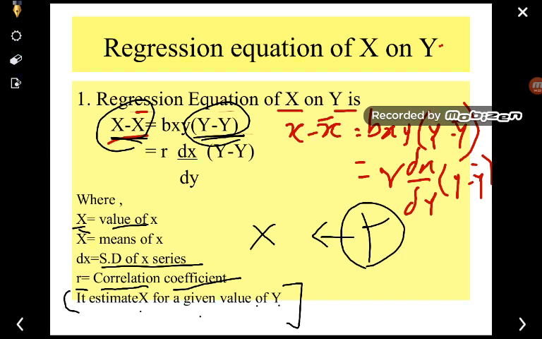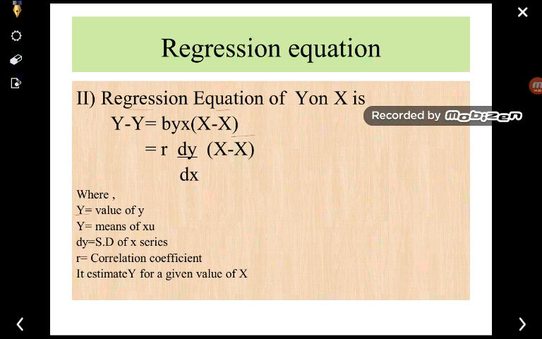Next is the regression equation of y on x variable. Here x is substituted by y, so we can find the equation as y minus y bar is equal to byx.